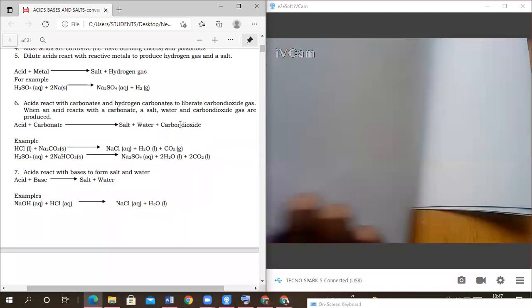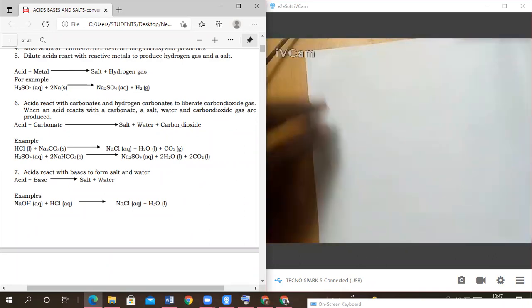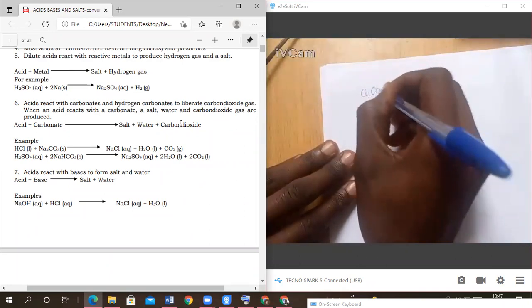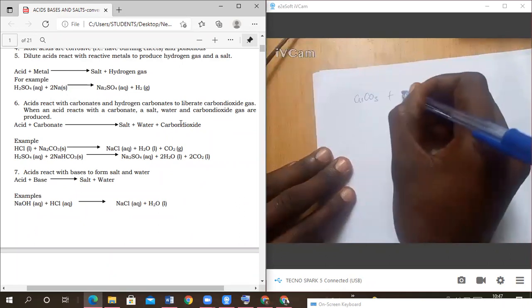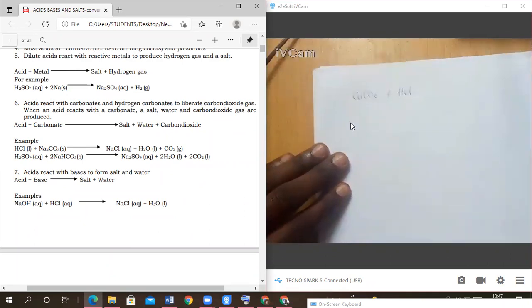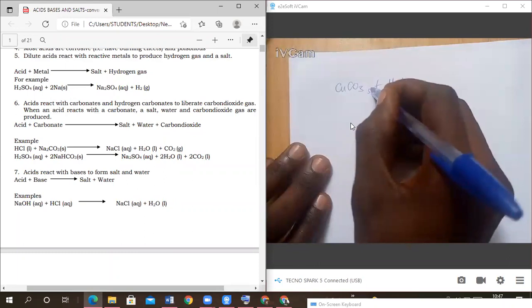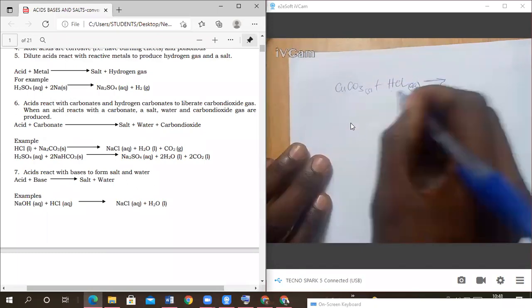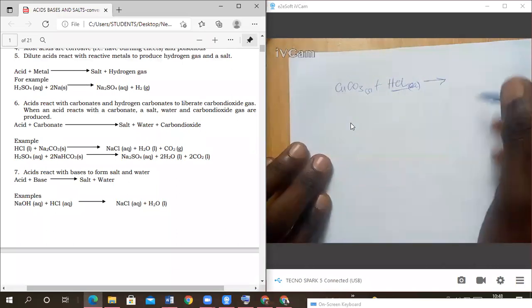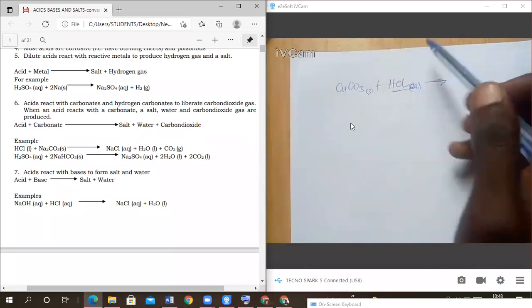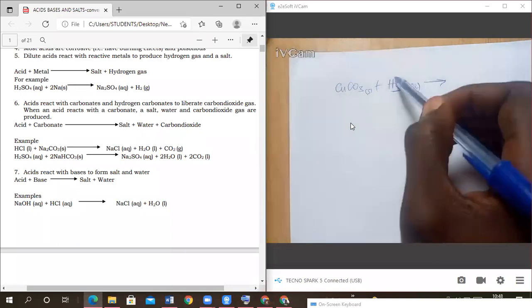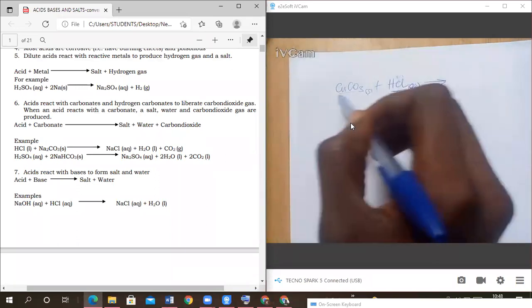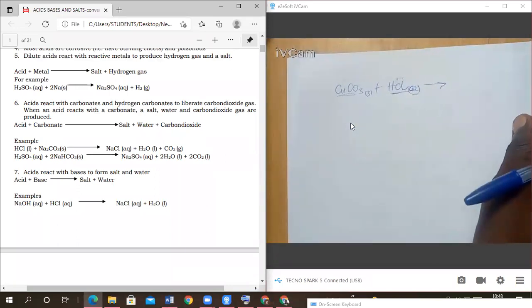Now, an example is copper carbonate. Let's take an example of copper carbonate. This one is plus any acid, maybe hydrochloric acid. This is copper carbonate, solid, and this one is aqueous. We told you acids do not react when they are concentrated, but if you add some amount of water in it, it becomes aqueous. Now the ions are free and they can exchange with this solid.